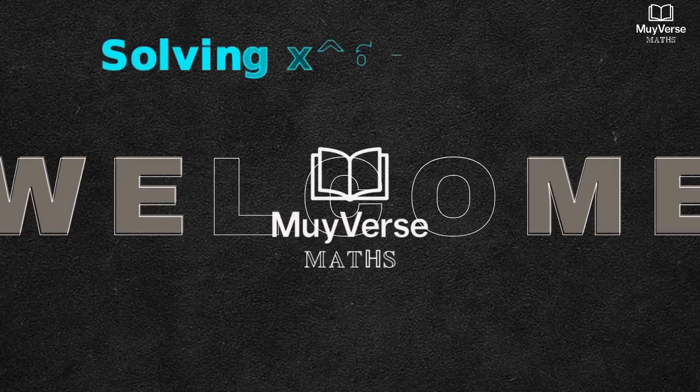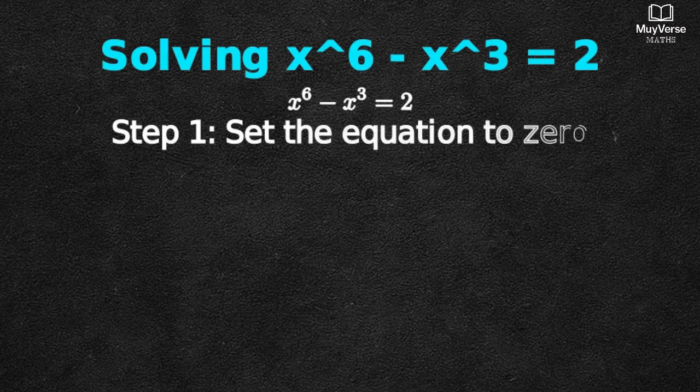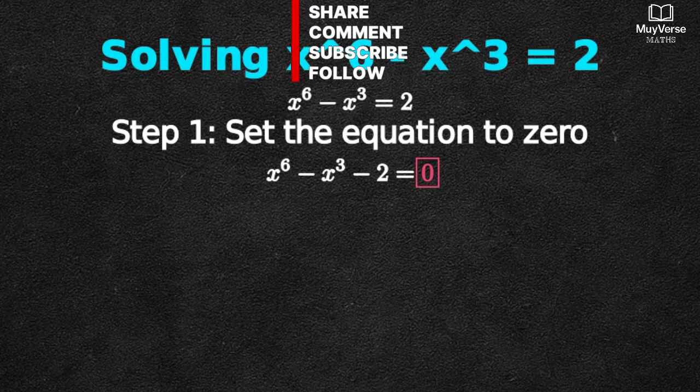We will solve the equation x to the 6th minus x cubed equals 2 step by step and keep everything crystal clear. Step 1. Move all terms to one side, so the other side becomes 0. We subtract 2 from both sides. That gives x to the 6th minus x cubed minus 2 equals 0.